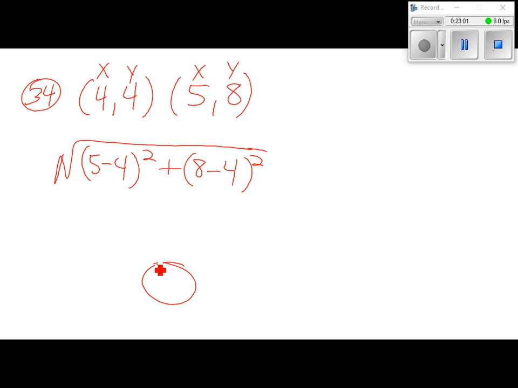4.12. 4.1, somewhere around there. Anybody else get that? I got 5. Punch it in again. We got 2 different answers, so we can figure out which one is correct. I got 4.1. Is that right? 4.1.